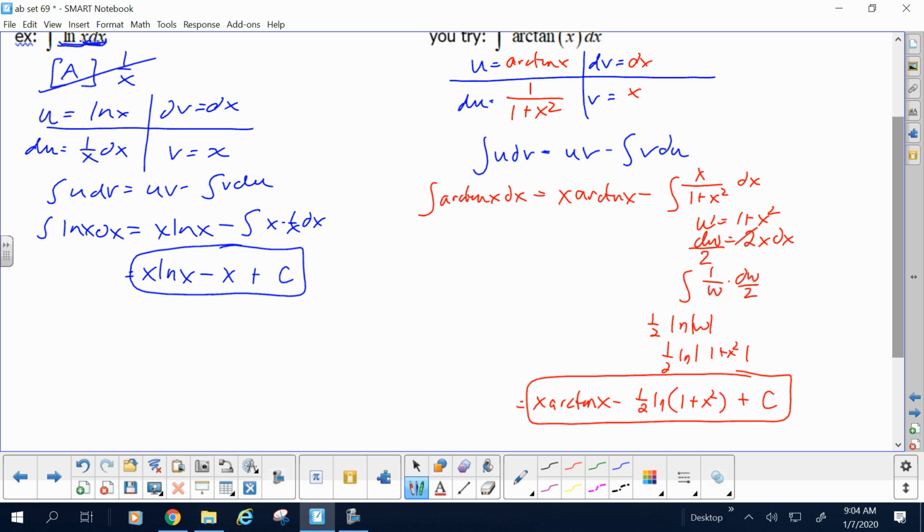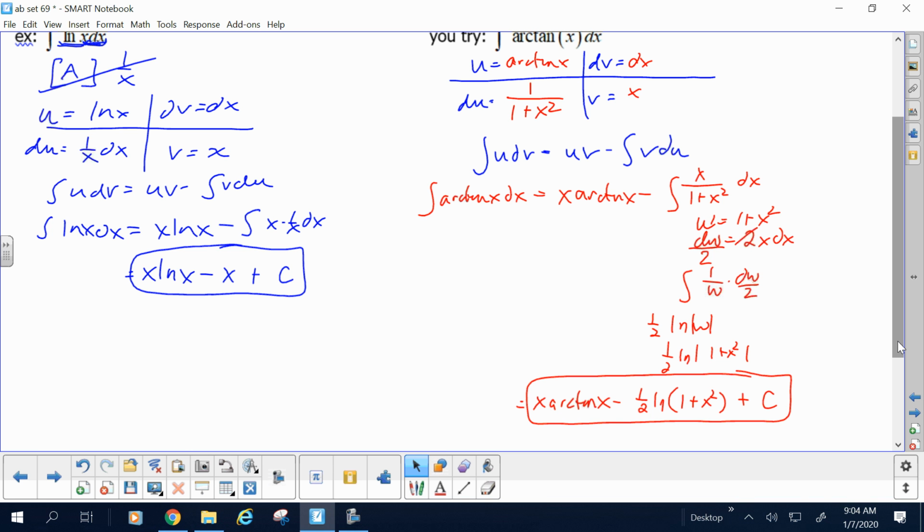What else might they write that in terms of log rules? What else could they write that as? You might, in a multiple choice, not even see that. What else could it be written as? Log of root 1 plus x squared is a possibility also. All right. Are you with me?